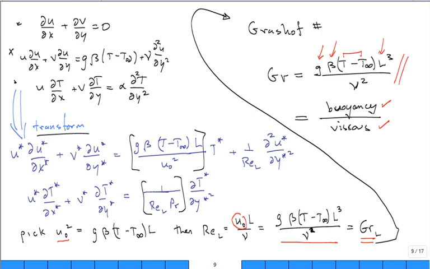You have an L that's usually in the direction of the gravity acting on the surface or the body or the object. And you have nu squared. What is nu? Viscosity. Viscosity squared. Is this going to be a dimensionless parameter? It'll be perfectly dimensionless, just like the Reynolds, just like the Nusselt number. So that's the Grashof number.